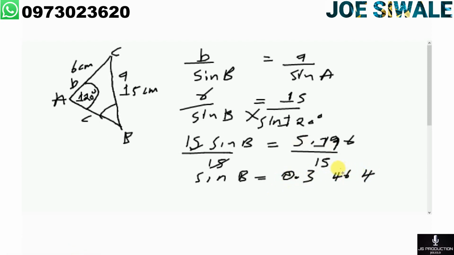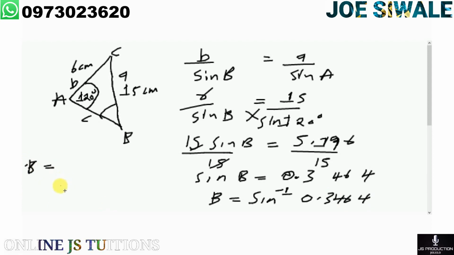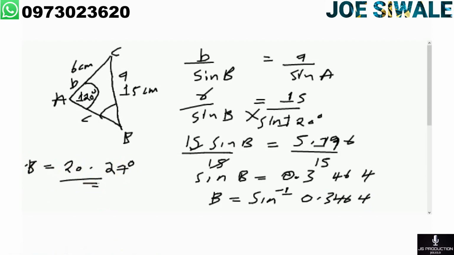So this is 0.3464. And to find the angle which is at B, I'll say B is equal to sine inverse of 0.3464. So the angle which is at B is equal to sine inverse of 0.3464, which is 20.27 degrees. So this is the angle which is at point B.